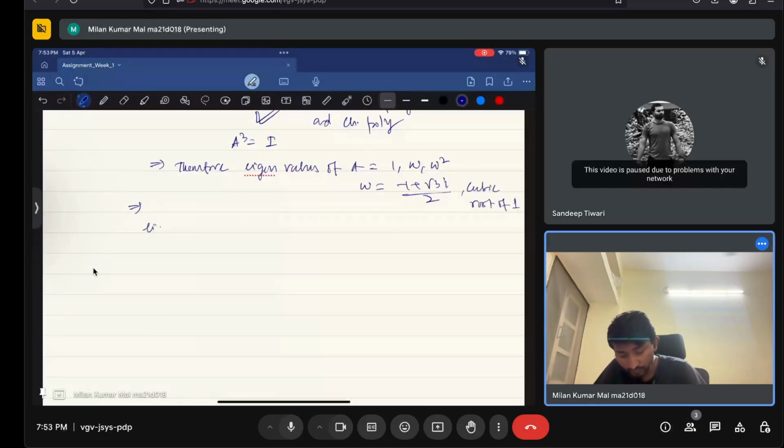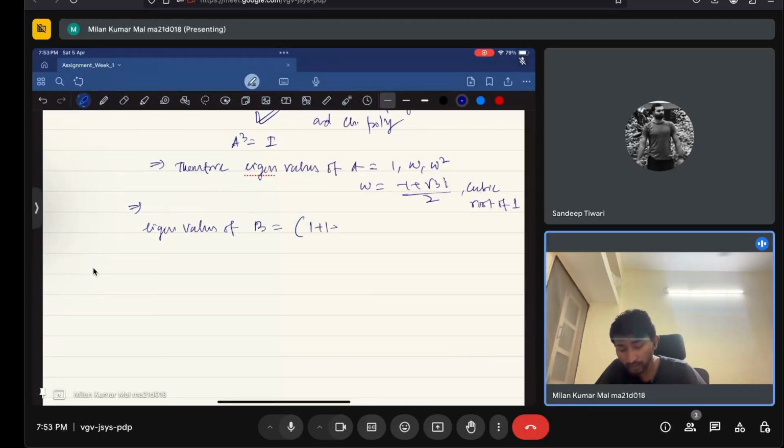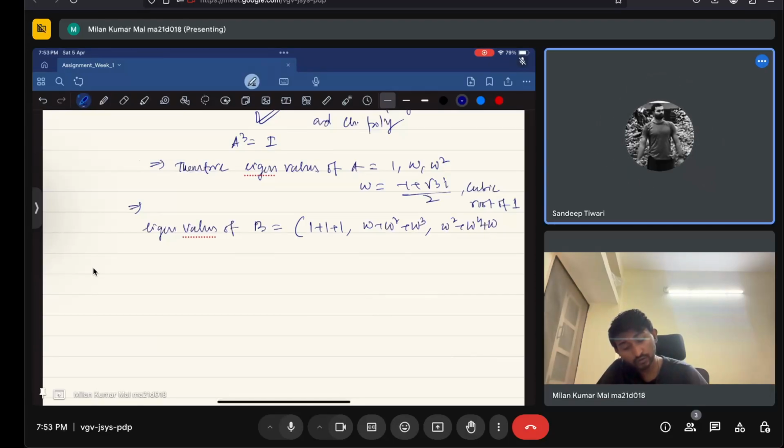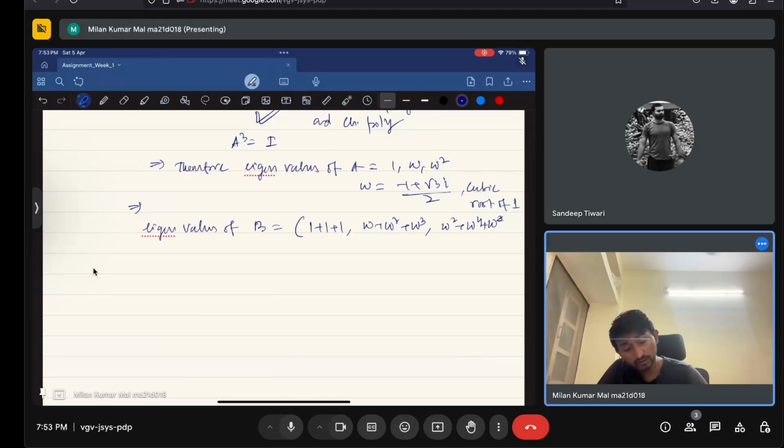So the eigenvalues of B are 1 plus 1 plus 1, then w plus w square plus w cube, then w square plus w to the power 4. So this is 3, and 1 plus w plus w square is 0, and the same for the third. So this equals 3, 0, 0.